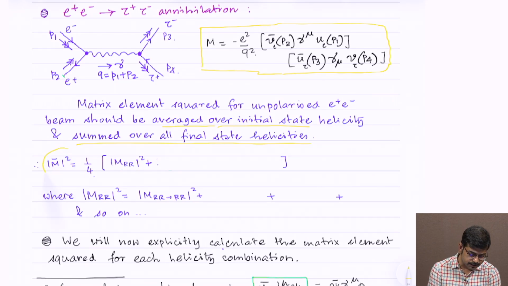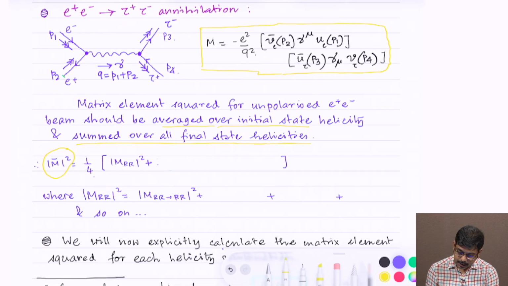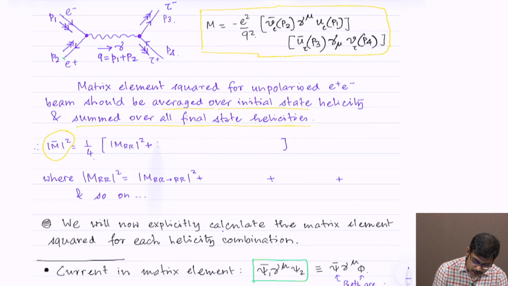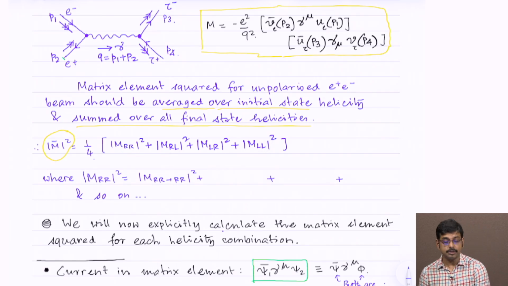So, in order to do that, we take 1 by 4 and write explicitly all the possible combinations which you actually have. So, we have mod of M RR square, mod of M RL square, plus mod of M LR square, plus mod of M LL square. This basically means that these are the combinations of the helicities of the initial state electron and positron. It can be right-handed, right-handed; right-handed, left-handed; left-handed, right-handed; and left-handed, left-handed.